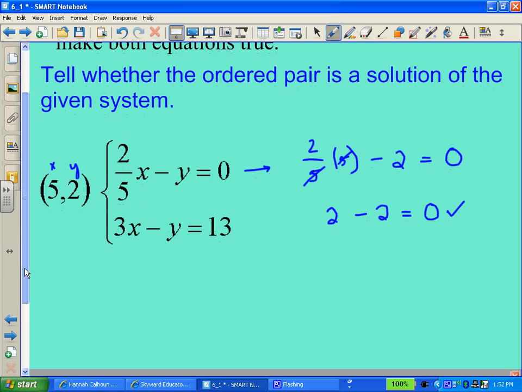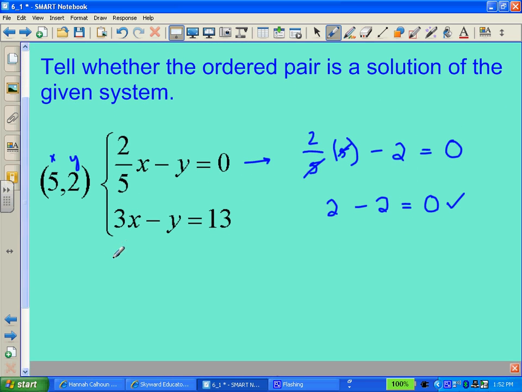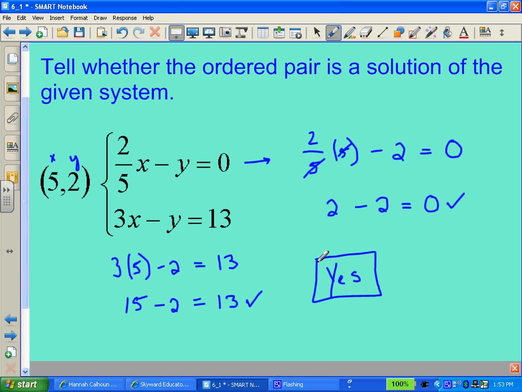Now it's got to be true in both equations, so let's look at another one. Okay, so 3 times 5 minus 2, and that's supposed to equal 13. Well, 3 times 5 is 15, minus 2, and as you can see, that does in fact equal 13. So this ordered pair makes both equations true, so this would be a solution to that particular system. And that's all we're going to do to start out, is just say, okay, is this ordered pair a solution?